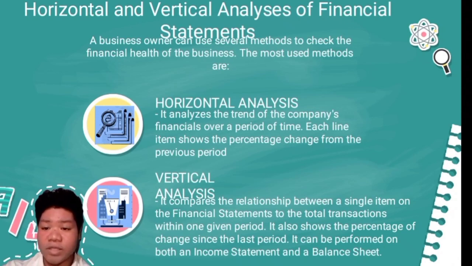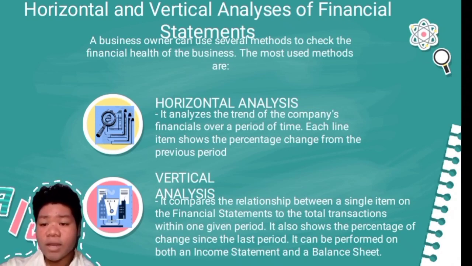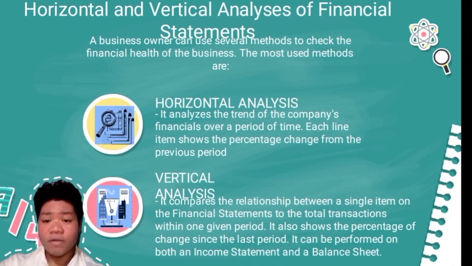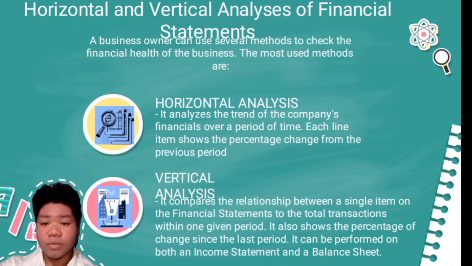So what's horizontal analysis? Horizontal analysis analyzes the trend of the company's financials over a period of time. Each line item shows the percentage change from the previous period. Horizontal analysis, also known as trend analysis, involves comparing financial statement data across multiple periods to identify changes and trends. It focuses on the dollar or percentage change in line items over time. By comparing the absolute changes or percentage change, horizontal analysis helps in understanding the direction and magnitude of the change.